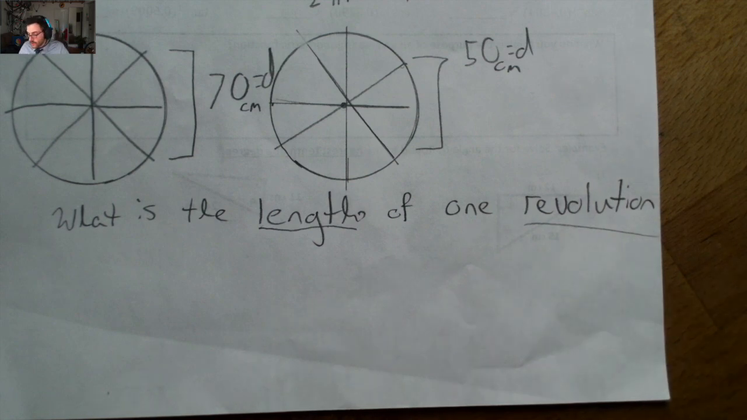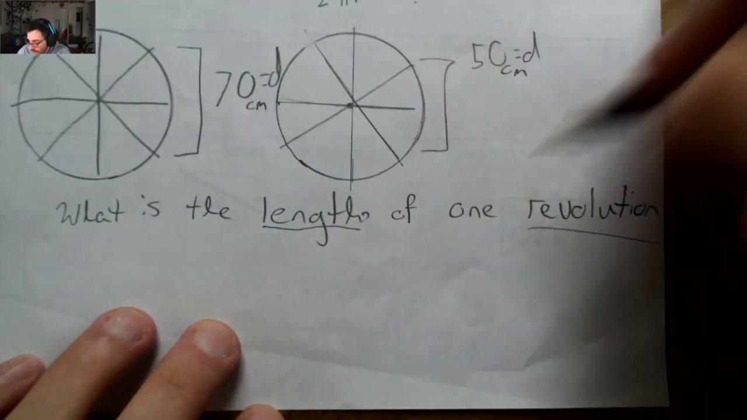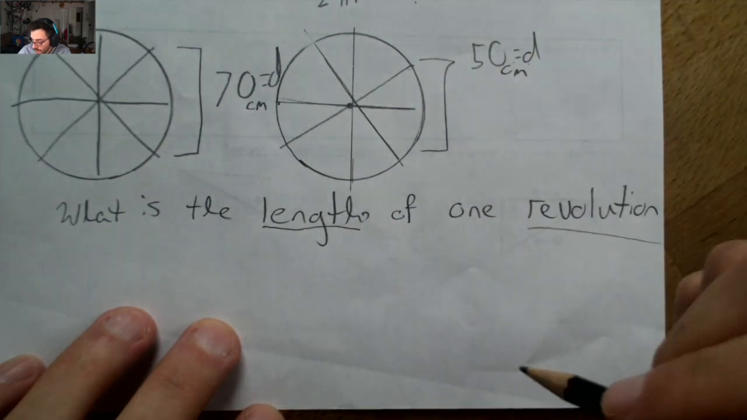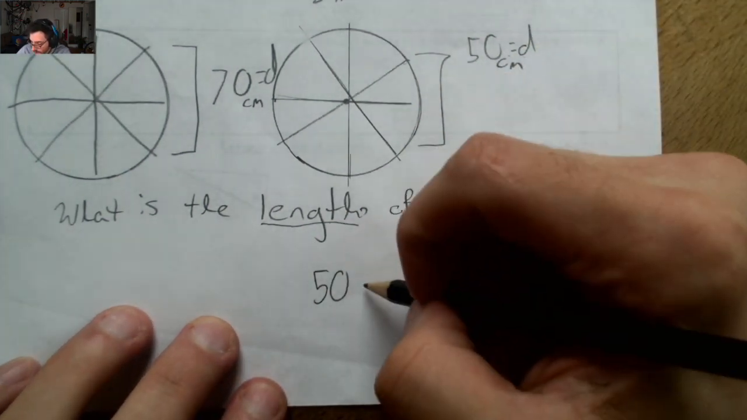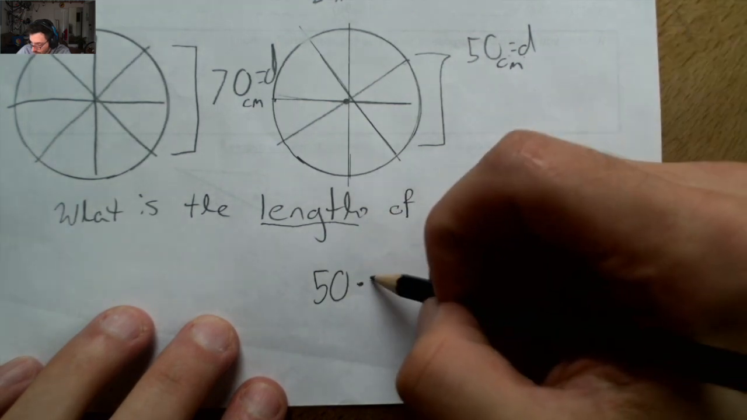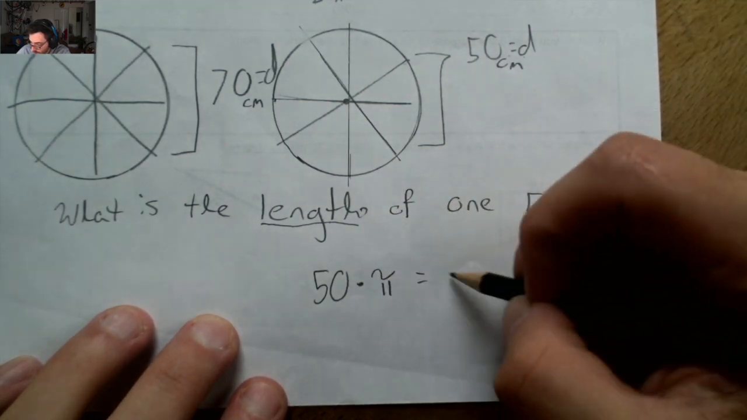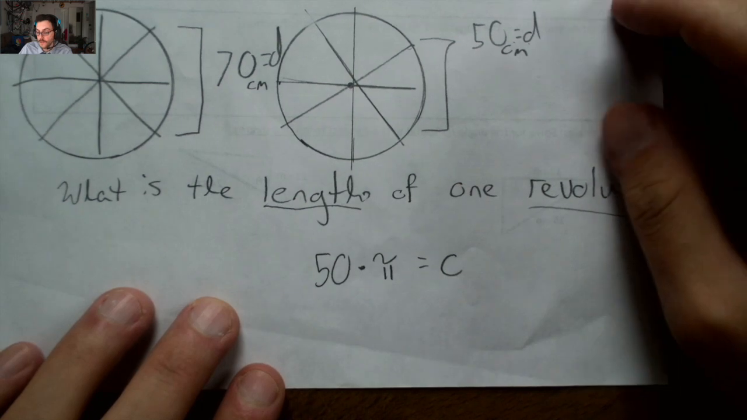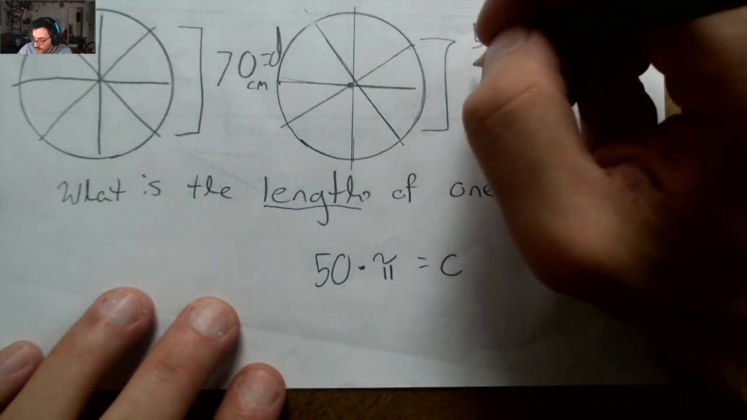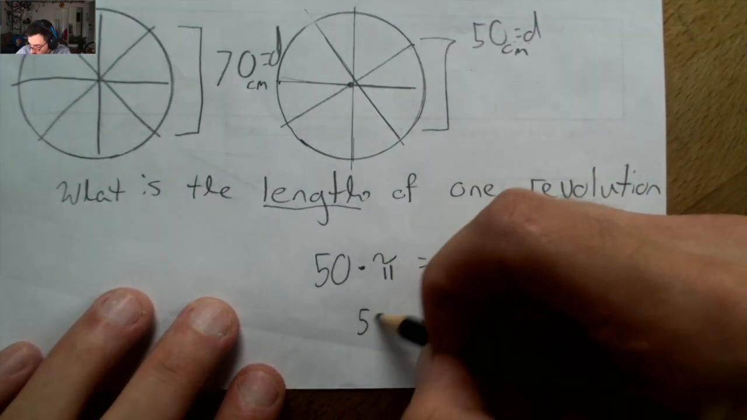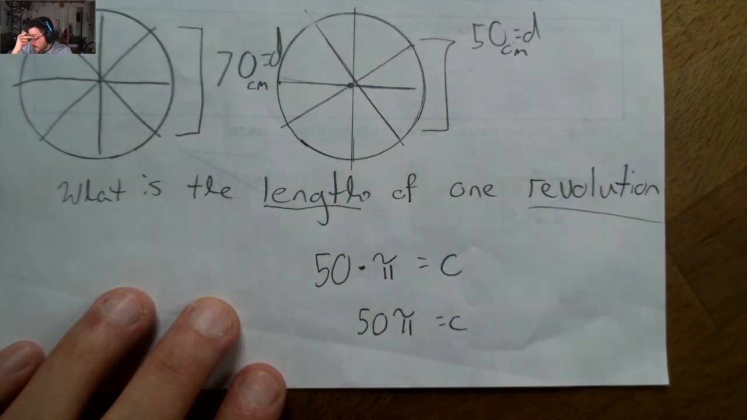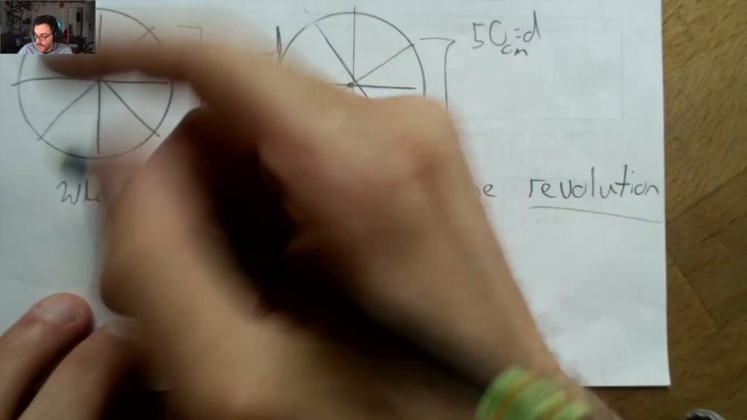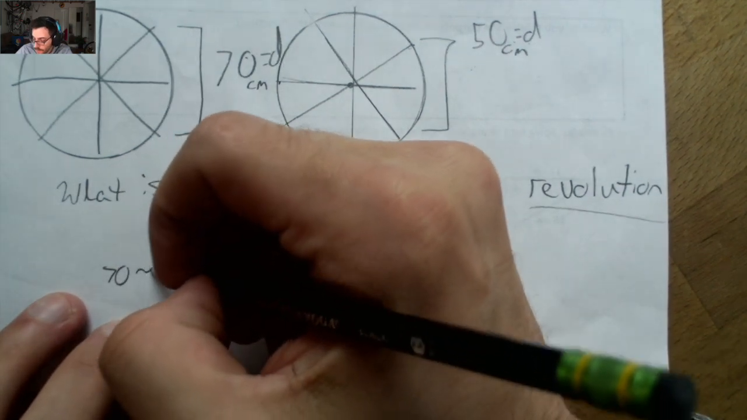To compare these two, we could say that the length of one revolution for our smaller tire would be 50 times pi, which would be equal to our circumference. So one revolution for our small tire would be 50 pi, and one revolution would be 70 pi.